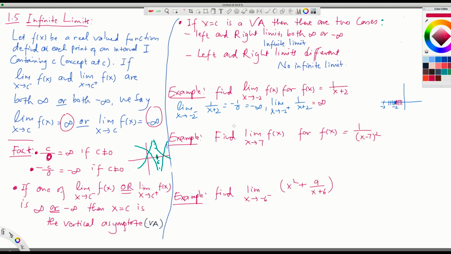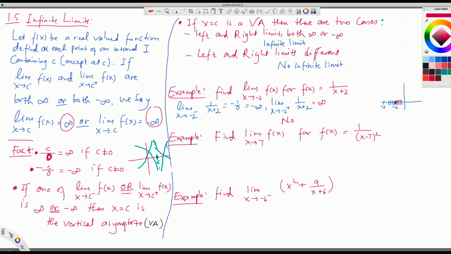You see that? When you go to negative 2 from left, you get negative infinity. When you go from the right, you will get positive infinity. So the left limit and the right limit are not equal. So the limit does not exist. So no infinite limit.